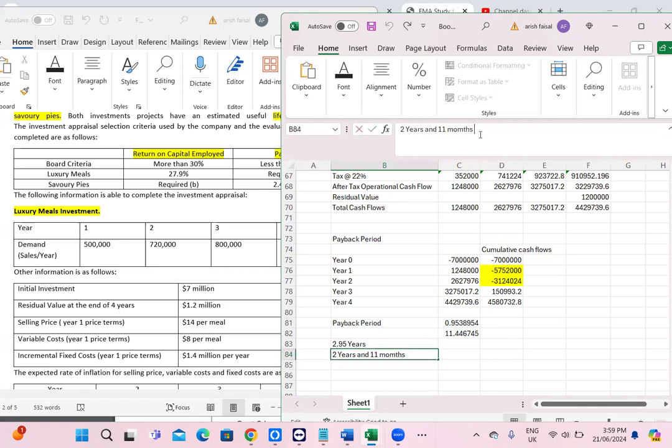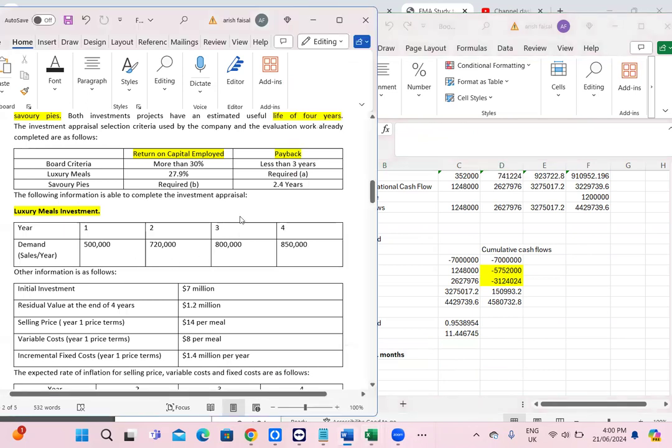Okay. So that's the payback for the luxury meal investment. So I will just bold it up. Right? Yeah, good to go. Okay, so that's the payback. Now, if you evaluate it, it's less than 3 years. So as far as the payback is concerned, the luxury meal is actually fulfilling the target, that it's less than 3 years.